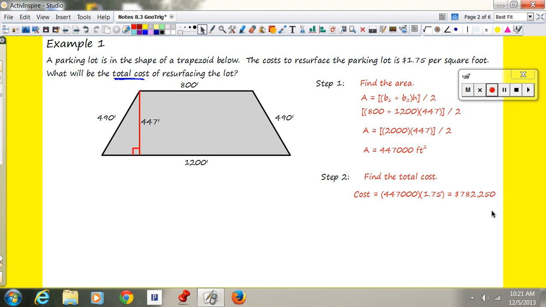Okay, good. Here. This is a comma right in here, yeah. $782,250.